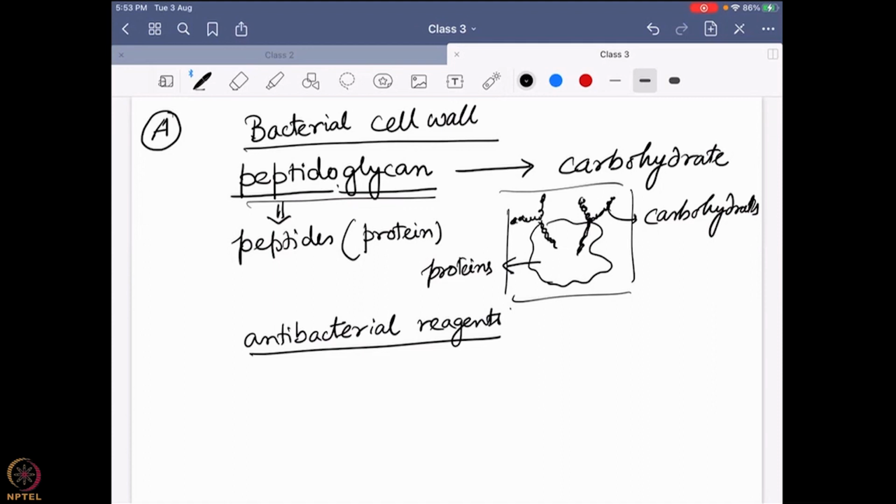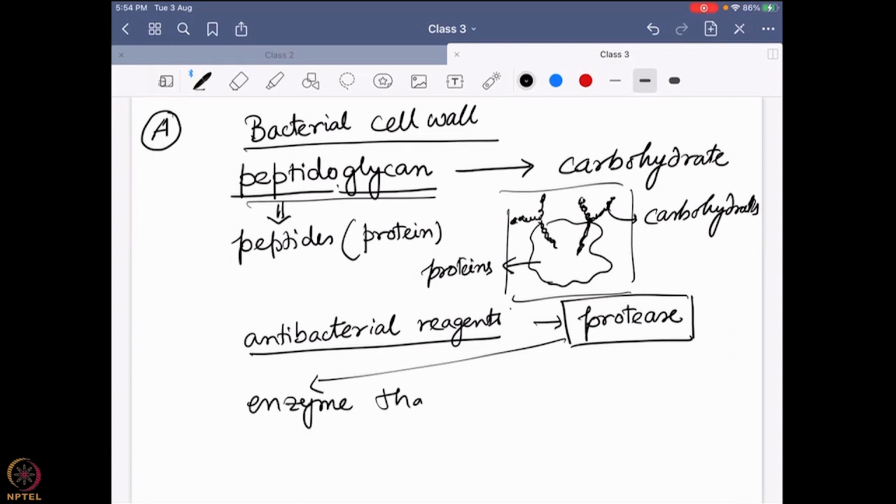So what we found is that these antibacterial reagents are nothing but something called protease, or some chemicals that actually activate protease. What is protease? Protease is nothing but an enzyme that can cleave peptide bonds. And why is it critical? Because once you start cleaving the peptide bonds, you are going to create some fissions inside the wall.